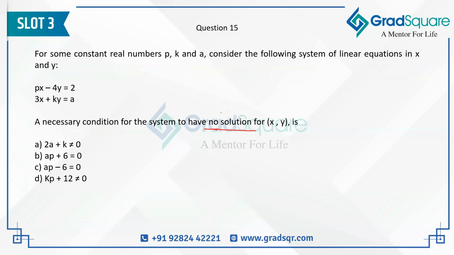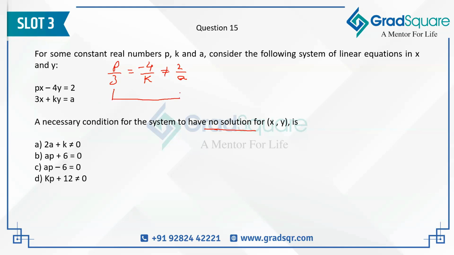If the system has no solution, we already know that p by 3 should be equal to minus 4 by k. To make the lines parallel, these values must not be equal to 2 by a. This is the preliminary equation that we know. Now from this set of preliminary equations, we can find three conditions. Let me find out the three.